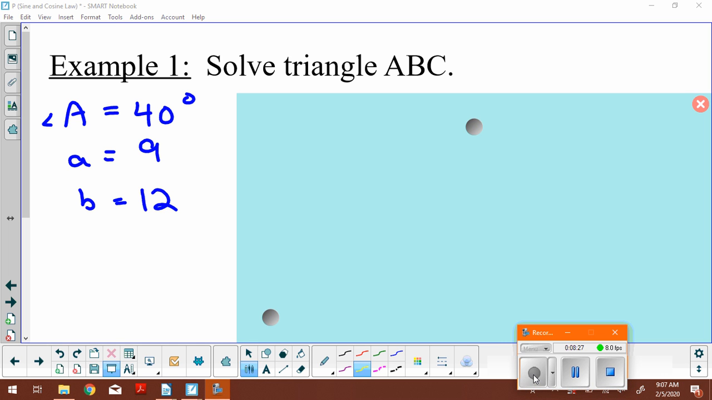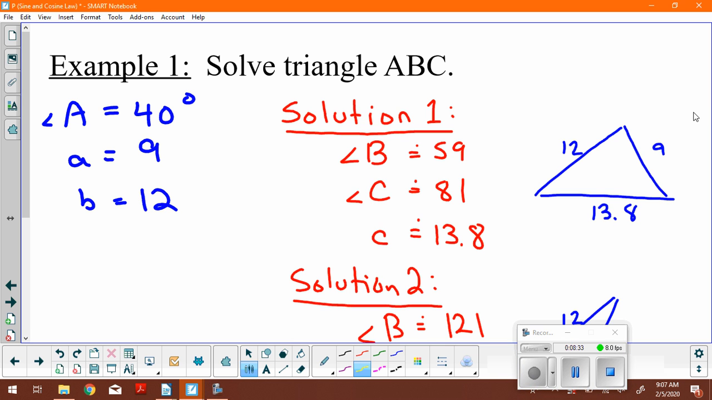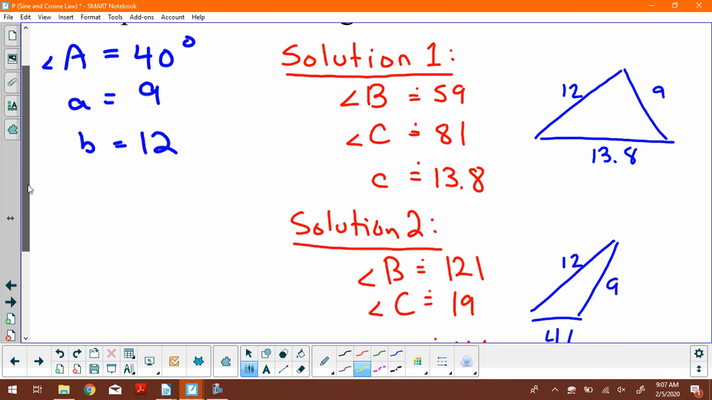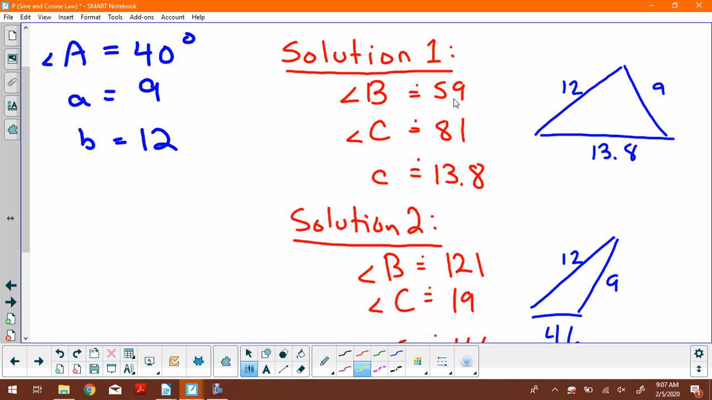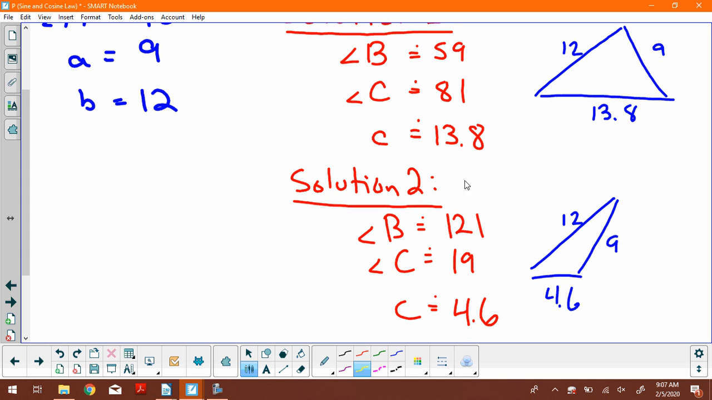Okay, so I'm going to reveal the solutions now. So hopefully we've paused the video if we're not ready to look at them. But here are the two possible things you can get. Solution one, if you go through, angle B is 59 when you first solve for it, that leads to C being 81 degrees and side C is 13.8. When you hit angle B, the other option looks like this down here. So that's doing the whole 180 minus 59 gives you 121. And then when you redo the information for C, you get angle C is 19 and side C is 4.6.